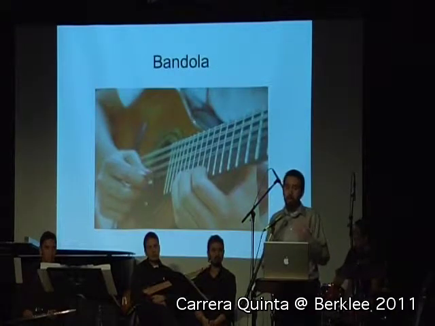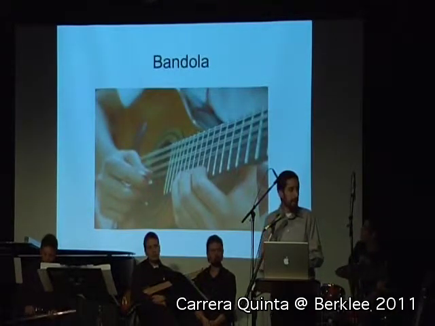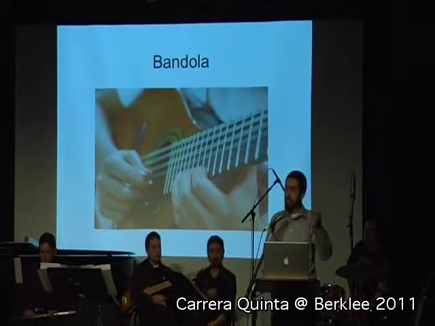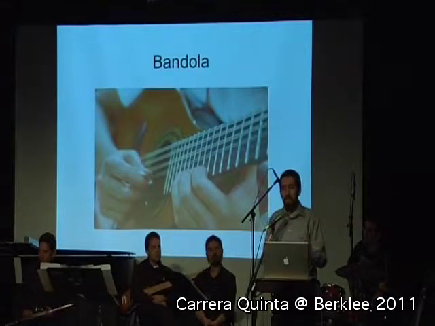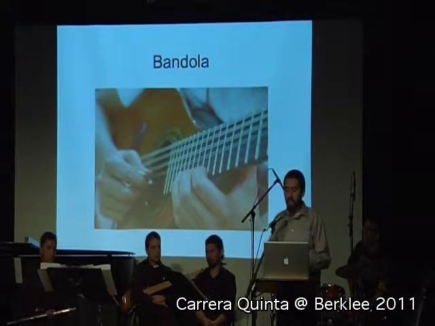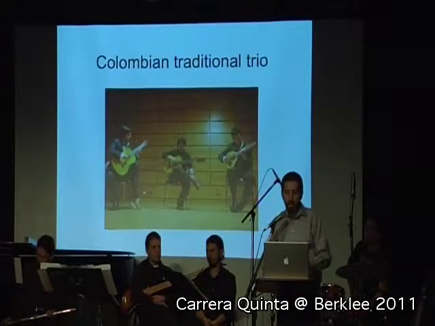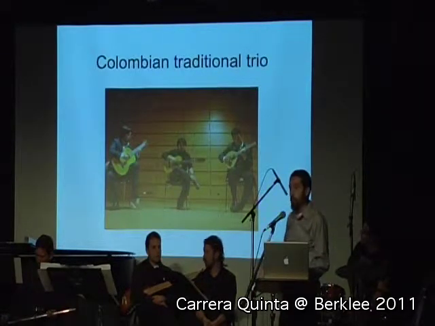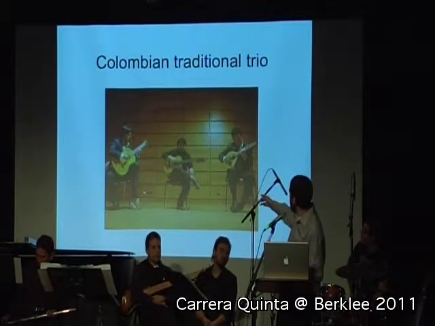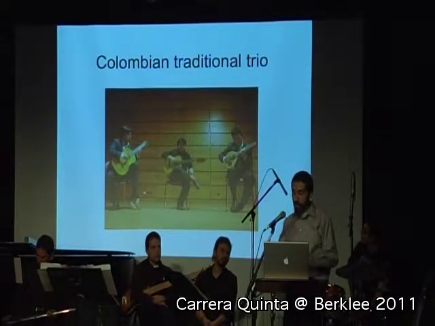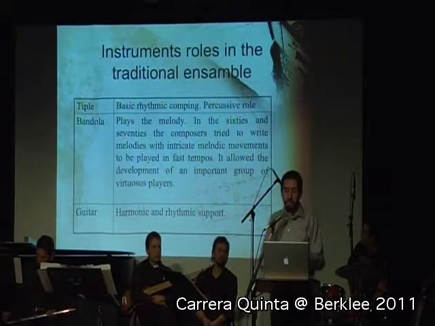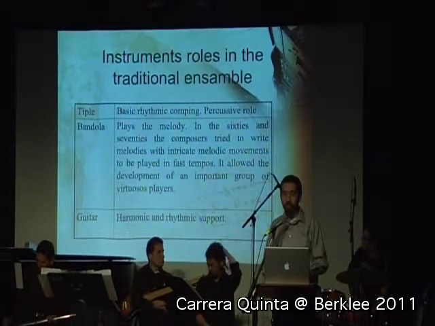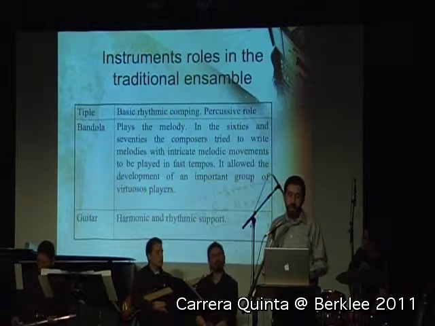The bandola, also similar to the guitar but smaller, has 6 strings in 6 groups, 2 strings in each group. The role of the bandola in the traditional performances is to play the melodies. In a regular traditional trio, as you can see in the picture, we have the guitar to the left, the tiple in the middle, and the bandola to the right. The tiple plays the basic rhythm comping, like a percussion role. The bandola plays the melodies.